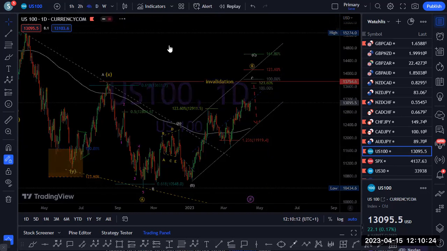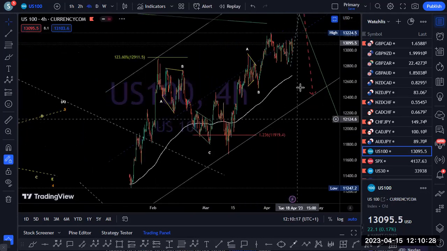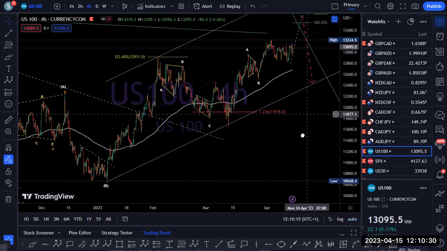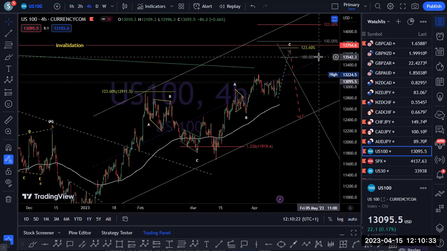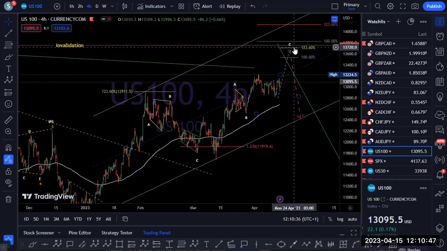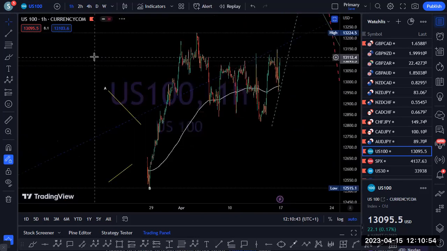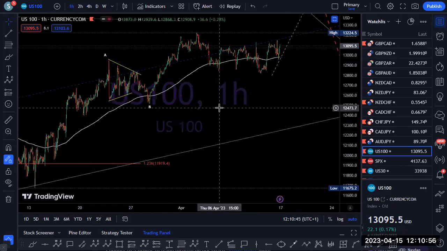Let's check 4 hours. 4 hours is also confirming what daily is showing us. On 4 hours, the target is the same: 13,550, 13,700, or thereabouts, before we look for a reversal towards the downside. So 1 hour for the trading. Let's check the possibility of buying it.